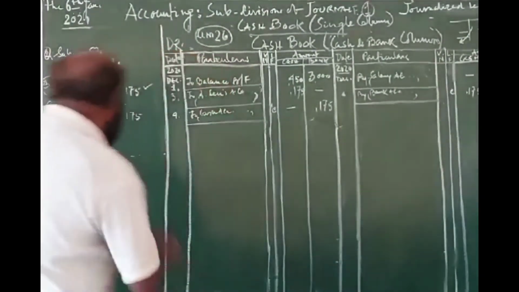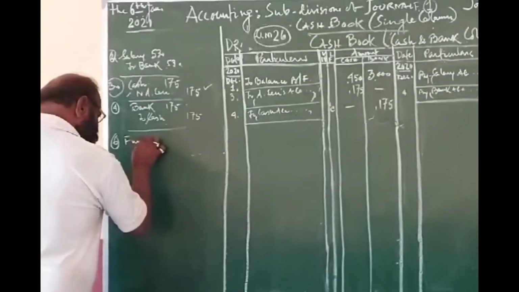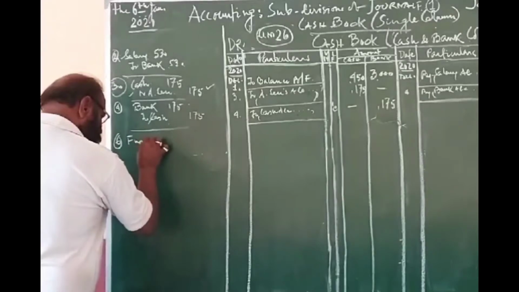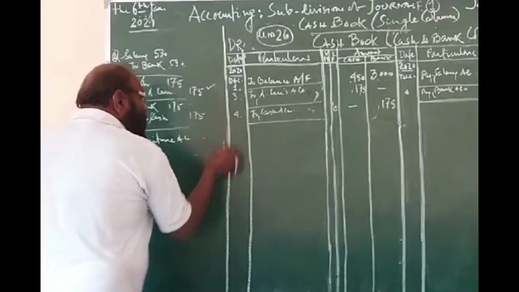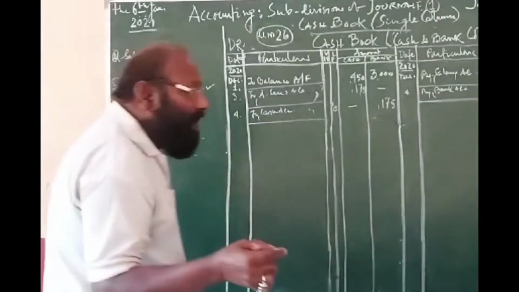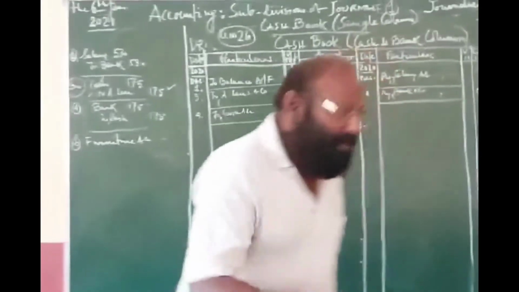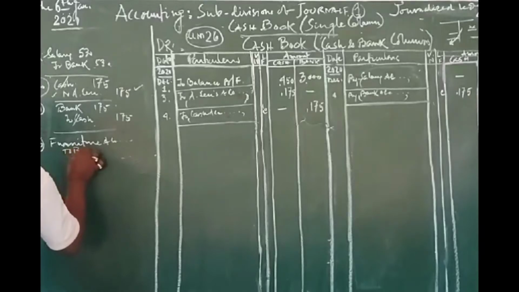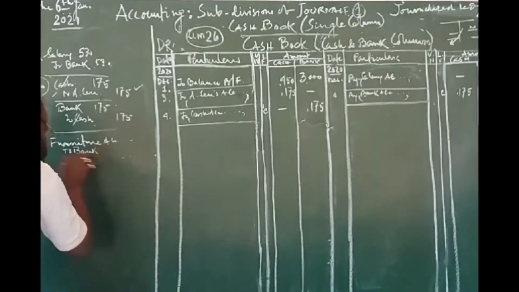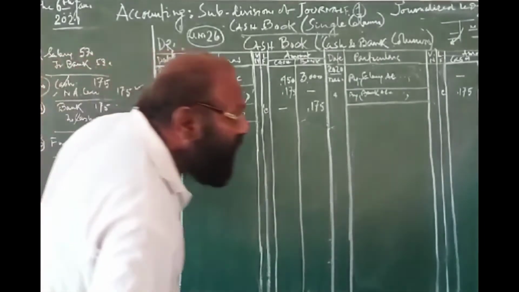It is on the 6th. Furniture account debit. Clear? And what is credit? You have paid by check, so who will make the payment? Bank will make the payment. Very good answer. So furniture account debit to bank. Clear? So bank has been credited. How much amount? Say 1.